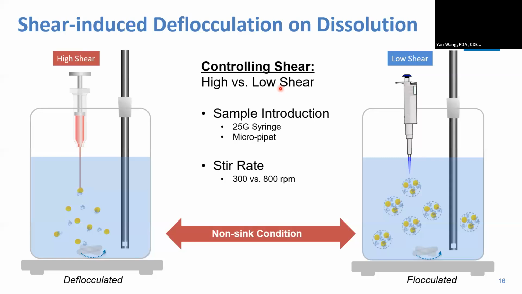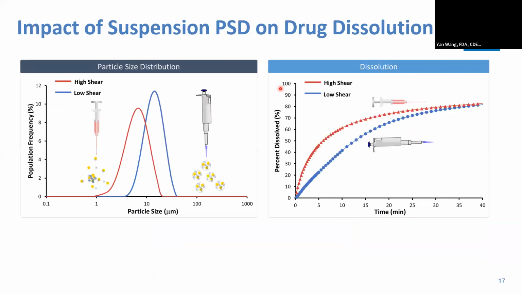Another thing we explored is the non-sink condition. Although conventionally, sink condition has been emphasized in many different cases when one develops an IVRT, in this case the non-sink condition is more relevant to in vivo, and our belief is if this is done in a sink condition, we might not see what we have seen. So move on to the next slide here.